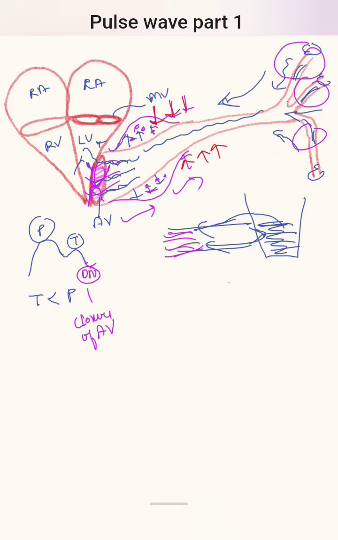I have already talked about it in another video. You can see that. Now this extra amount of blood will go into the peripheries, and this will create another wave that is called the dicrotic wave. And this is a very small wave. ये बहुत छोटा सा होता है.